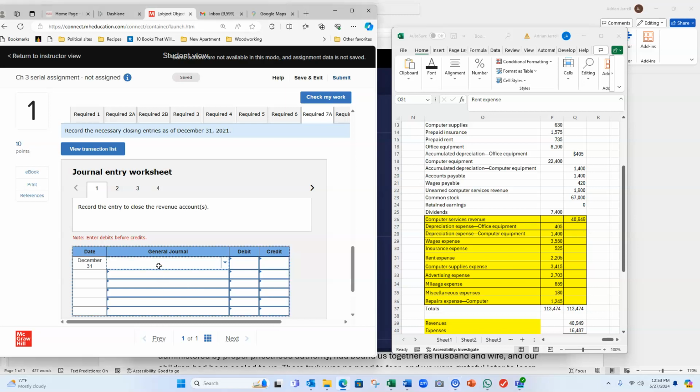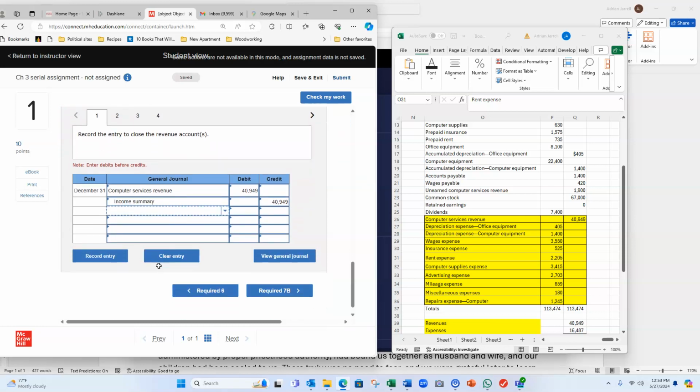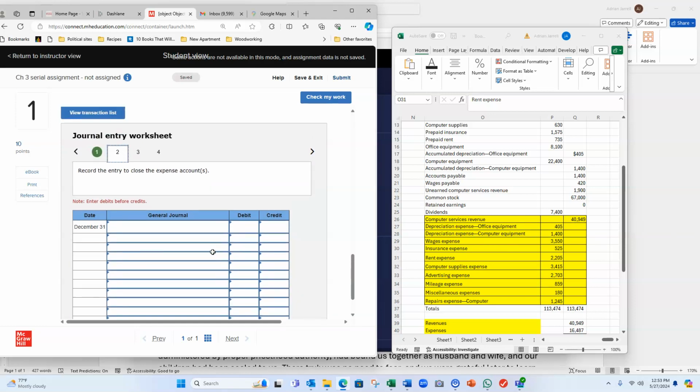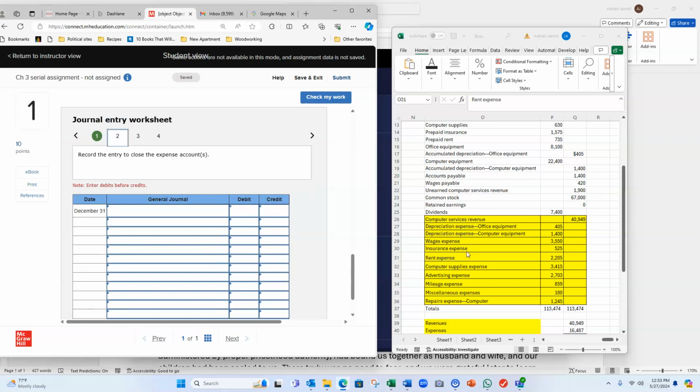So we're going to close the revenue accounts. There's only one, so let me just call it revenue here. Computer services revenue. We're going to debit that account, $40,949. We're going to credit income summary $40,949. And that's closing. There are no more revenue accounts. That's it. So we're going to record the entry. Now we're going to credit each of the expense accounts and debit income summary.